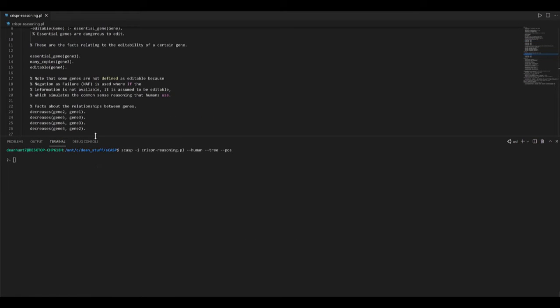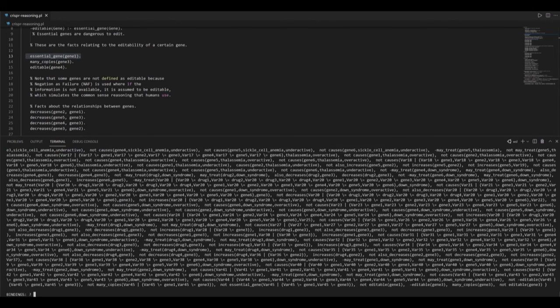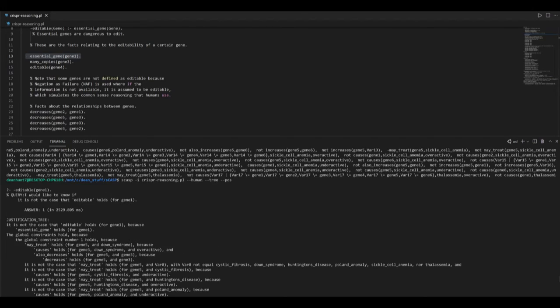Finally, we'll take a look at editability of genes. We can see here that gene 1 is defined as an essential gene, but we don't necessarily know whether or not it's editable. So if we go here, we'll go ahead and paste this query in. We'll see if gene 1 isn't editable. So it turns out that it is not. It's not the case that editable holds, because gene 1 is an essential gene, and we've predefined a rule that says an essential gene is not editable. So the computer can also reason out information like this without the human having to input anything.